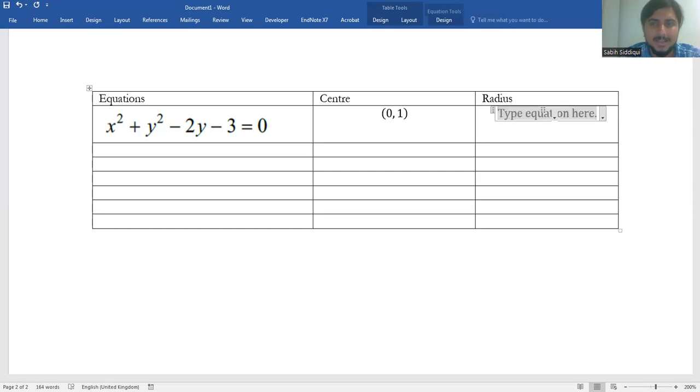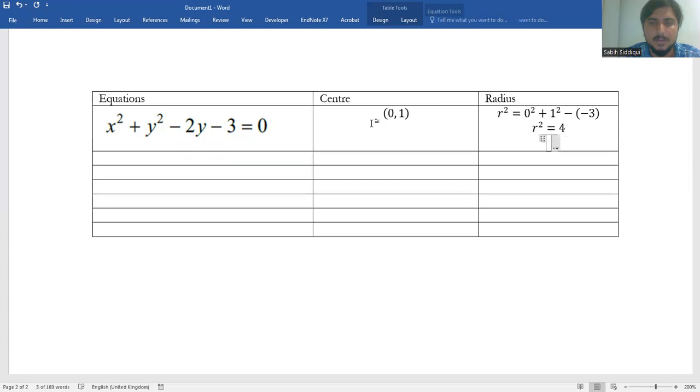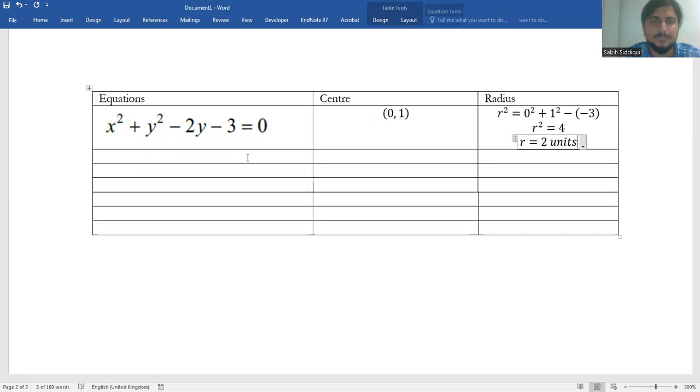Now what about the radius? Understand r² first. What do we do? 0 squared plus 1 squared and minus the constant. The constant in this one is -3, sorry. So the value of r² will be 4 and the radius will be 2 units. I hope this is clear.